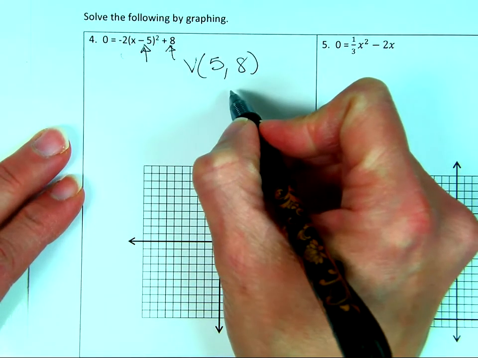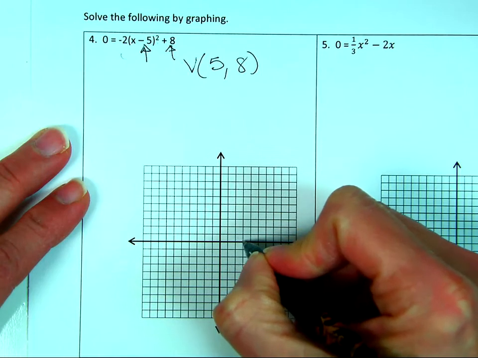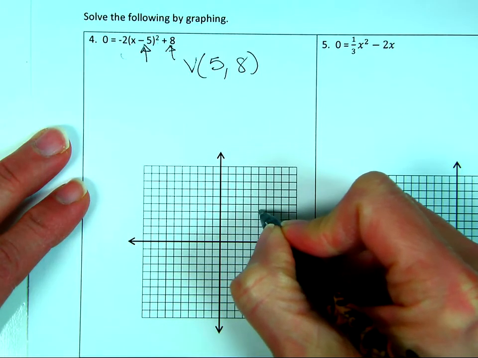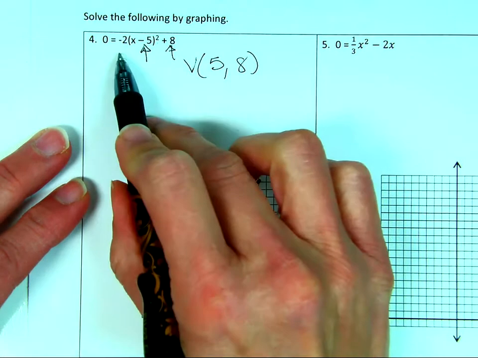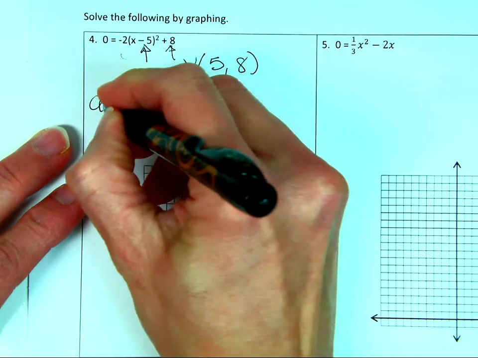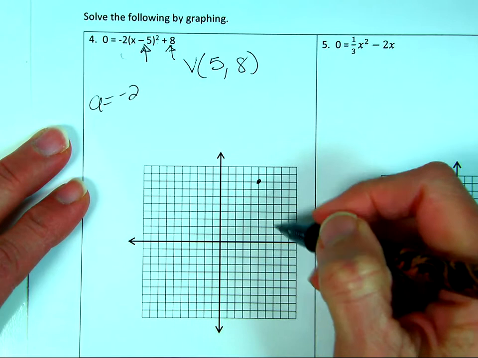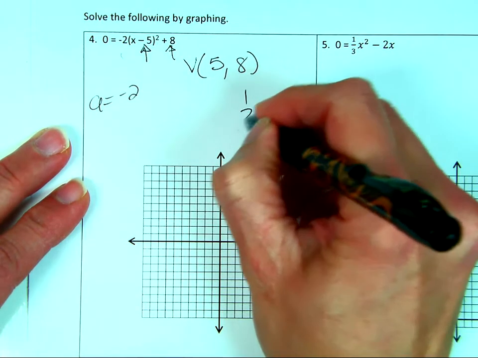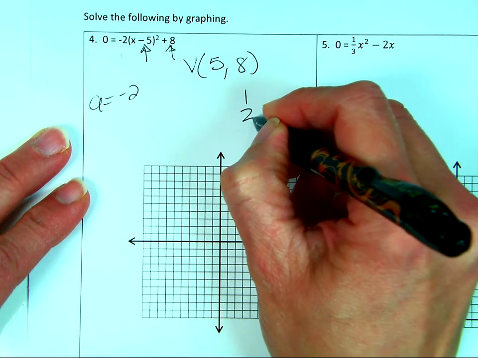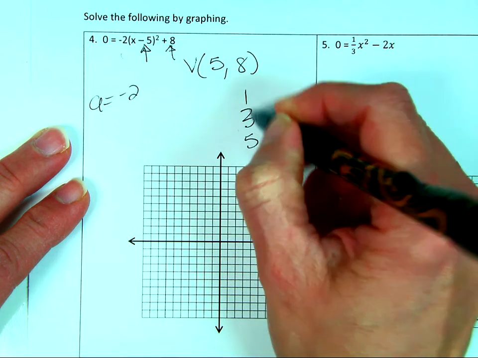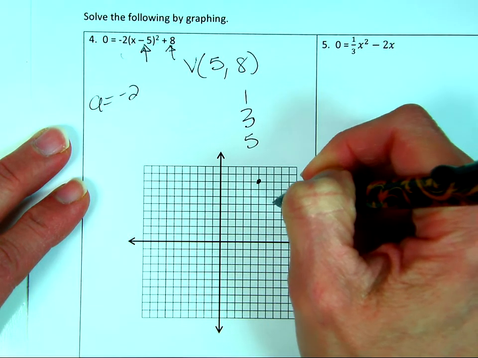So the first thing I do when I'm graphing something in vertex form is graph the vertex. 1, 2, 3, 4, 5. 1, 2, 3, 4, 5, 6, 7, 8. Then I notice that a is -2. The negative tells me it's going down, and the 2 tells me what pattern to use. Remember, the pattern was 1, 3, 5. That means I go over 1, down 1, over 1, down 3, over 1, down 5.